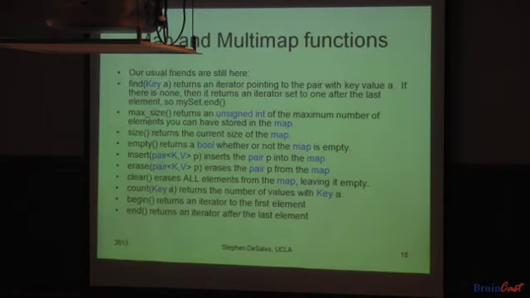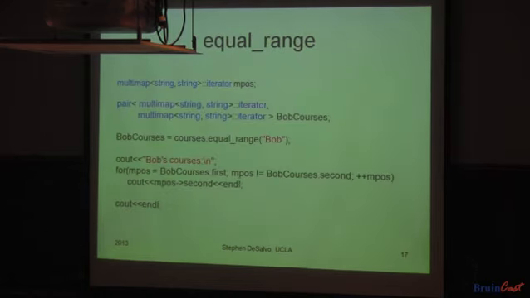Okay. So here are some of the common map and multimap functions. Find, max size, size, empty, whether or not the set's empty. Insert inserts a pair P into the map. Erase erases the pair P from the map. Clear, count, begin, and let me see if I put it in the next slides.